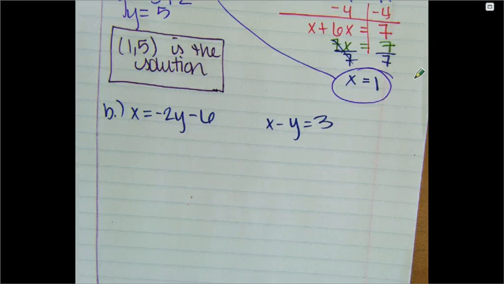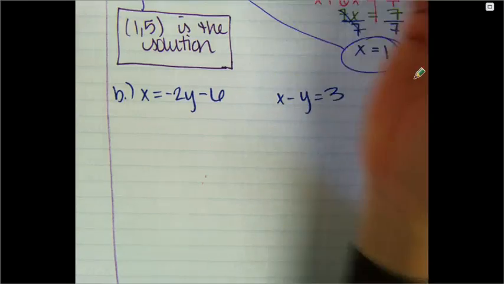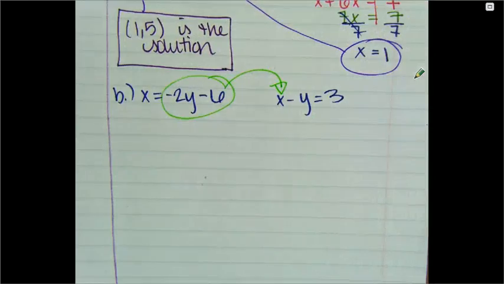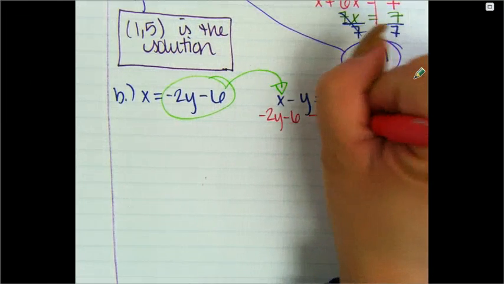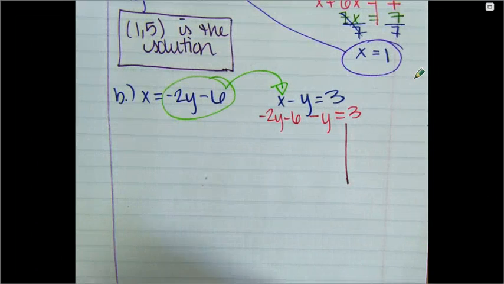Ready? Let's see if you did this right. What am I substituting in for x? What am I replacing x with? Negative 2y minus 6. So this is going to replace my x over here. So then I'm going to write negative 2y minus 6 minus y equals 3. Yeah? What do I do now?